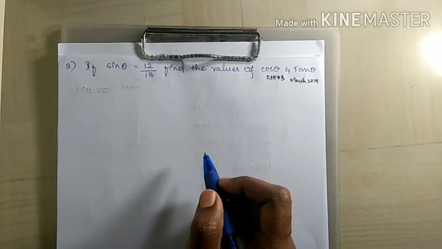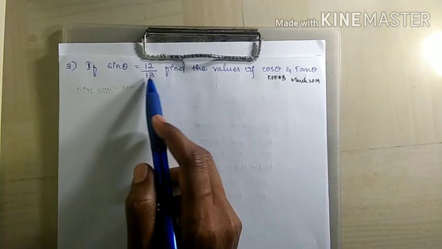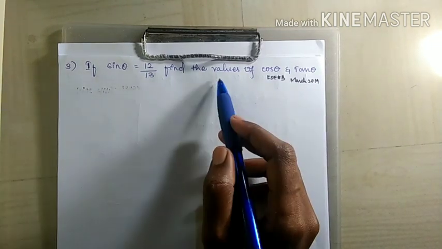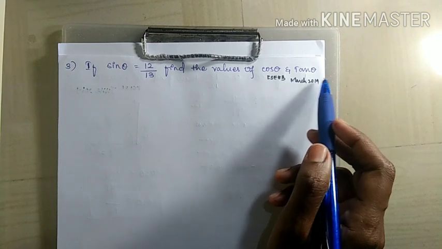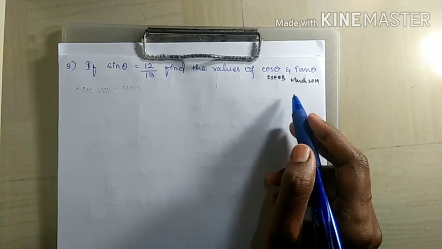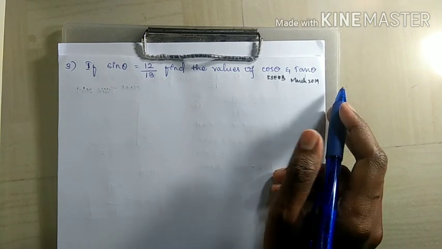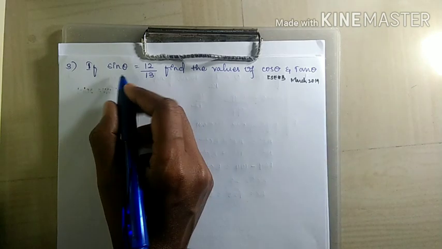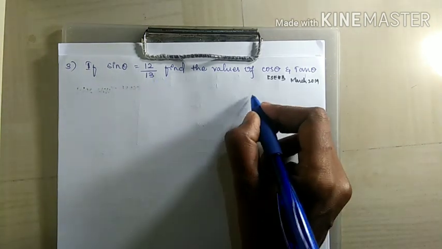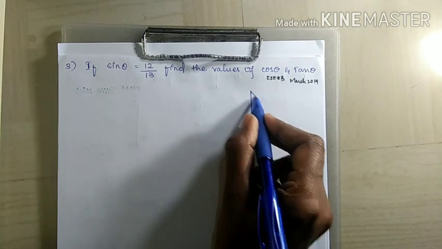So here we have example number 3. If sin theta equals 12 by 13, find the values of cos theta and tan theta. This question is from the KSEB March 2019 question paper. So here sin theta is 12 by 13, given. So let me draw one right angle triangle.